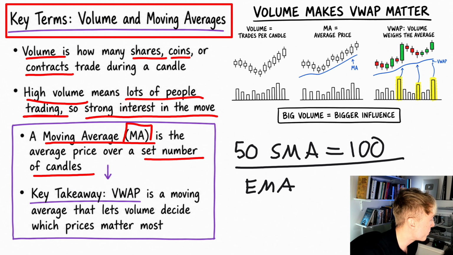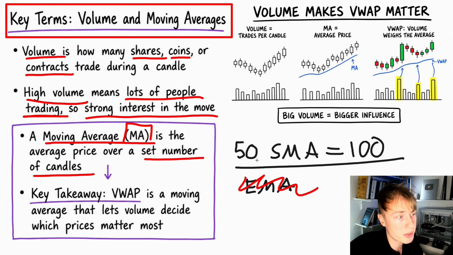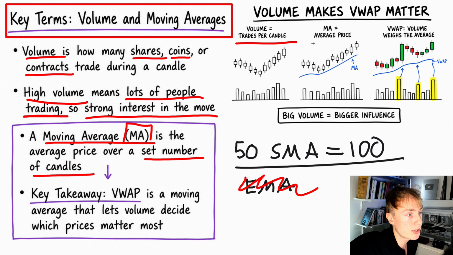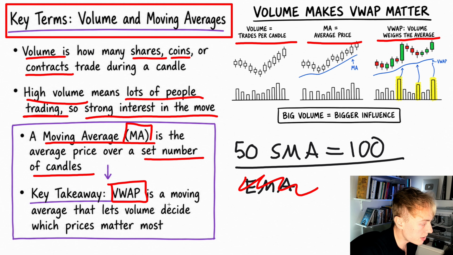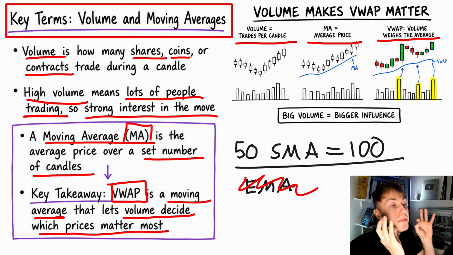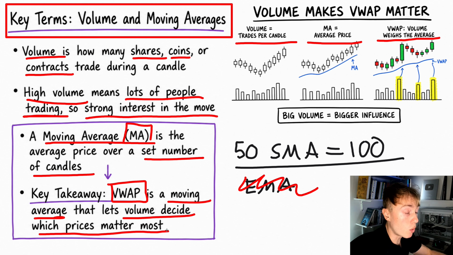But in this video, all you need to think about is that you need to think about a moving average as the average price over a set number of candles. So here, the volume is the trades per candle, the moving average is the average price, and the VWAP is when we combine the volume and the average. So the key takeaway here is that VWAP is a moving average that lets volume decide which prices matter the most. The more volume we have, the stronger the effect will be on the VWAP.